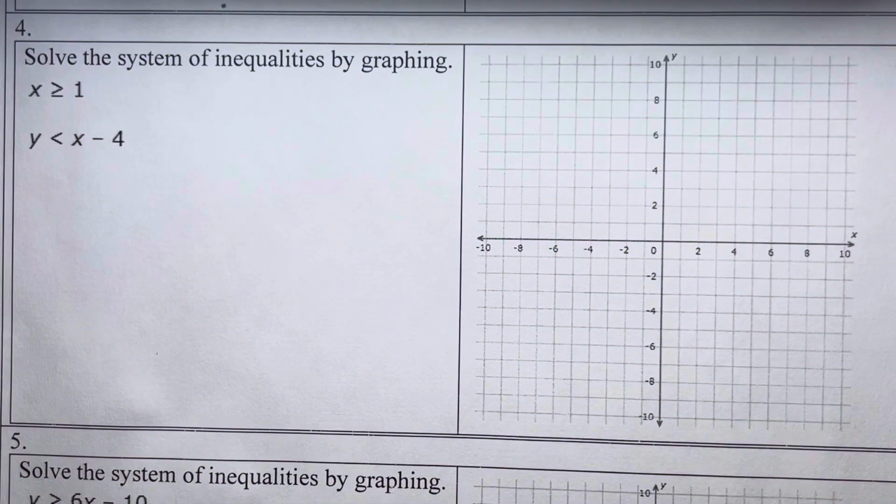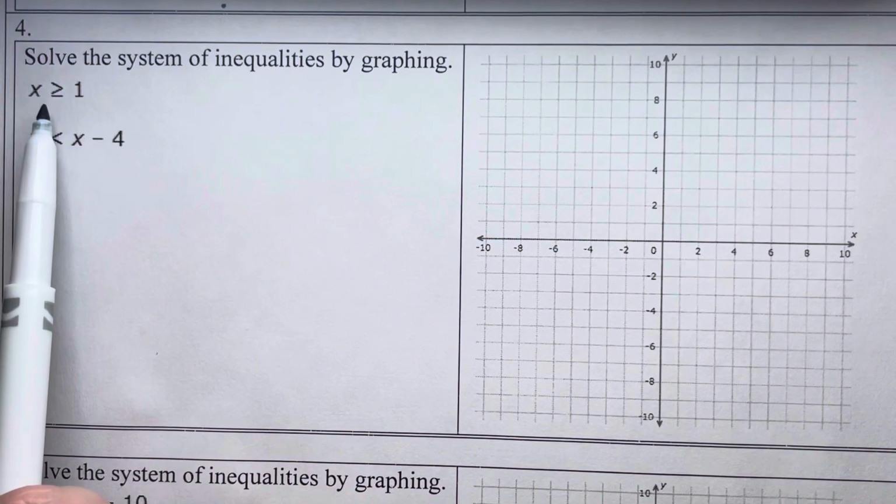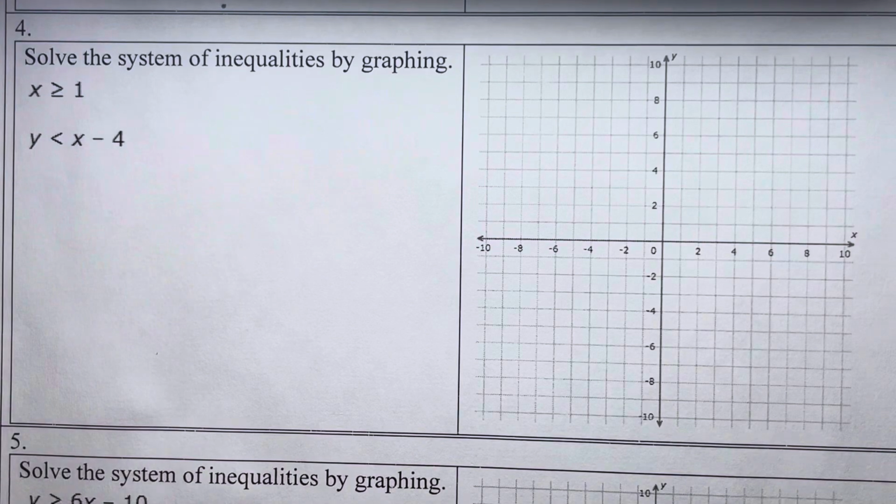Example 4. We're going to solve the system of inequalities by graphing where x is greater than or equal to 1 and y is less than x minus 4. We have two line types, two equation types in this particular system. Let's look and see what they are.